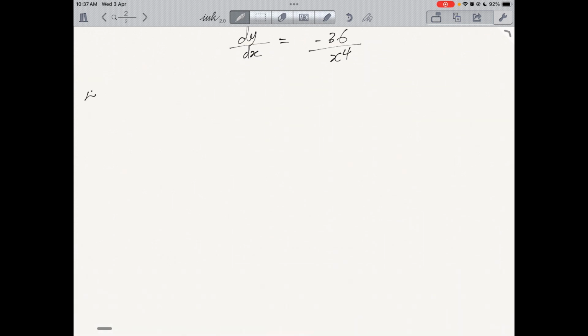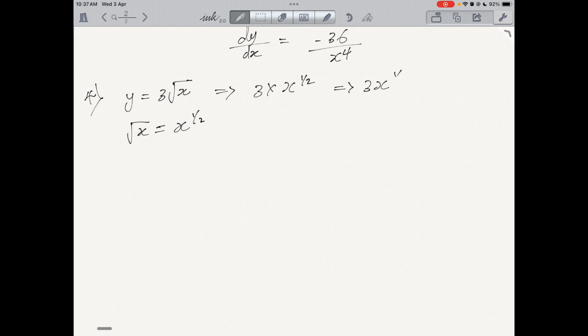Let's try another example. y = 3 root x. According to the law of indices, root x is equal to x^(1/2). Therefore, 3 root x is 3 multiplied by x^(1/2), and this will give us 3x^(1/2). Now, if y is 3x^(1/2), I want you to evaluate dy/dx. I want you to try that. Pause the video.